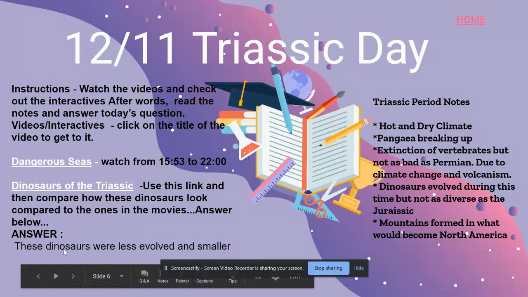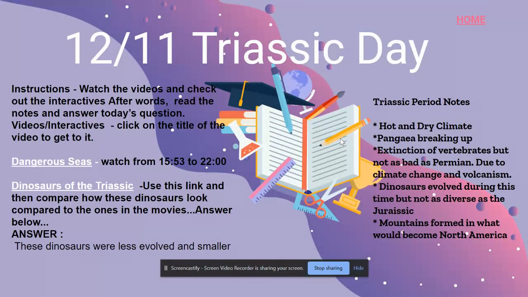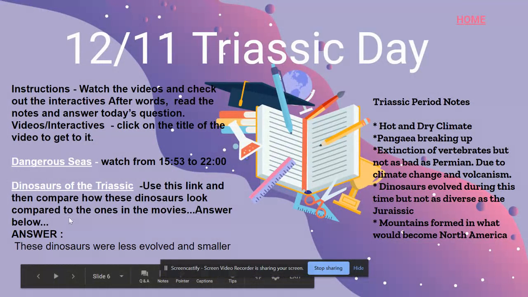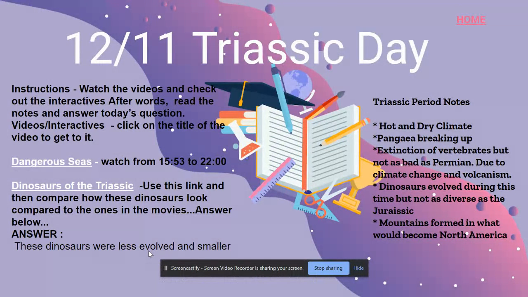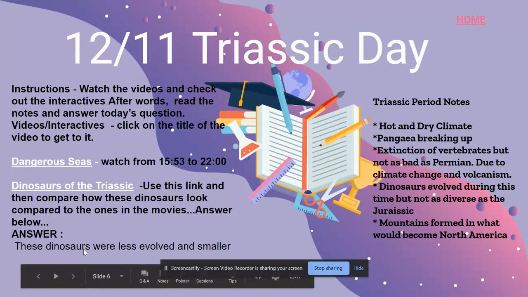Triassic Day. Now we're in the age of the dinosaurs, so Earth has recovered from its mass extinction. The dinosaurs, however, were less evolved and smaller. So these dinosaurs, you'll be able to see them here, they were small. The reptiles still kind of ruled everything. Dinosaurs were a type of reptile. They evolved from reptiles, but the reptiles kind of have their appendages out to the side. The dinosaurs are able to stand upright, and that is one of the major differences between them. So what I wanted you to type on this day was that these dinosaurs were less evolved and smaller.